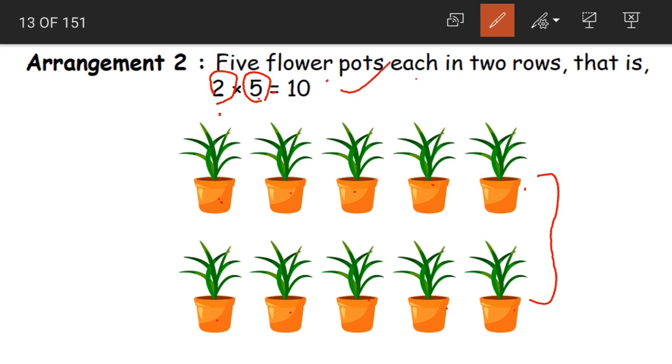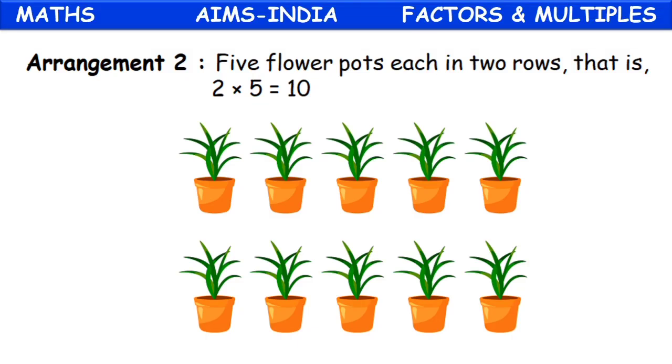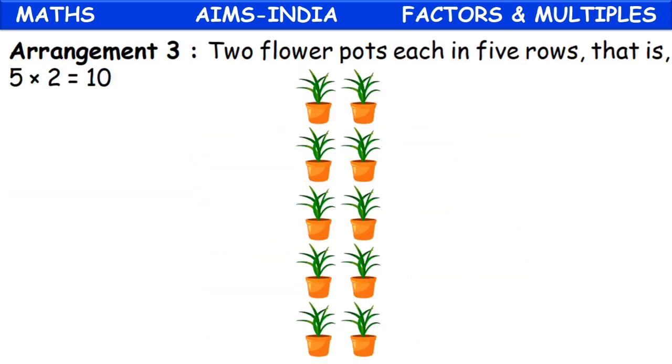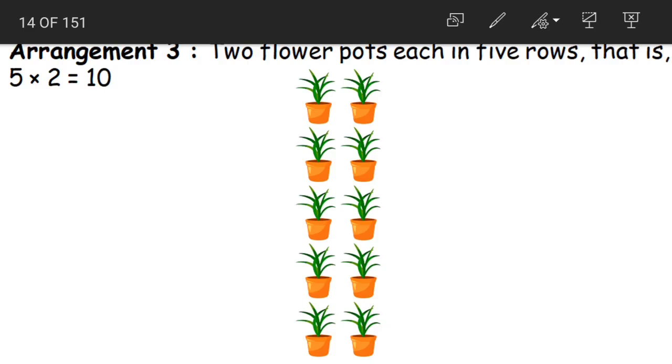Now next, we are not going to arrange it in 3 rows. Suppose we are arranging it in 3 rows, then we'll have 1 2 3, 1 2 3, 1 2 3. So this will be 9 and one pot will be remaining. But what does Raj want? He wants the same number of plants in each row. So in each row there should be the same number of plants. That is why arrangement in 3 rows is not possible.